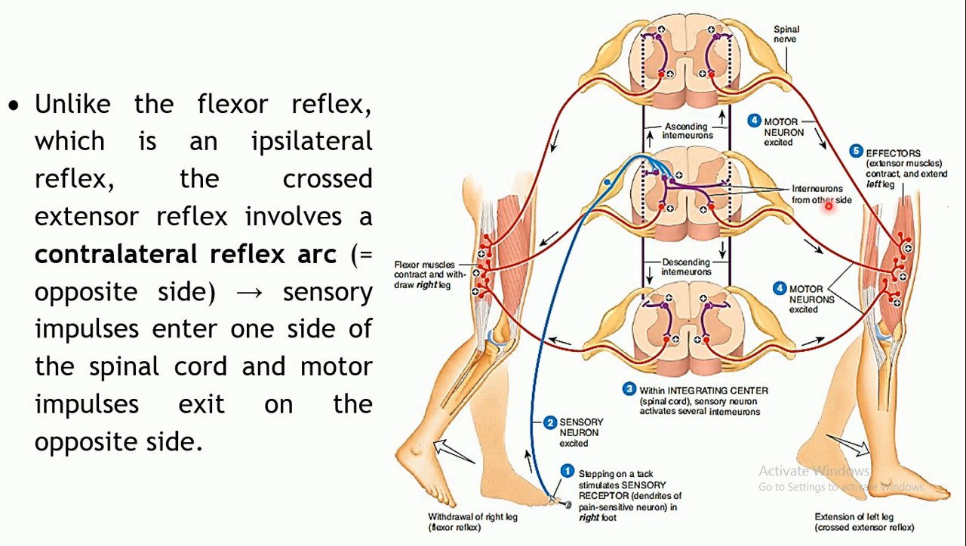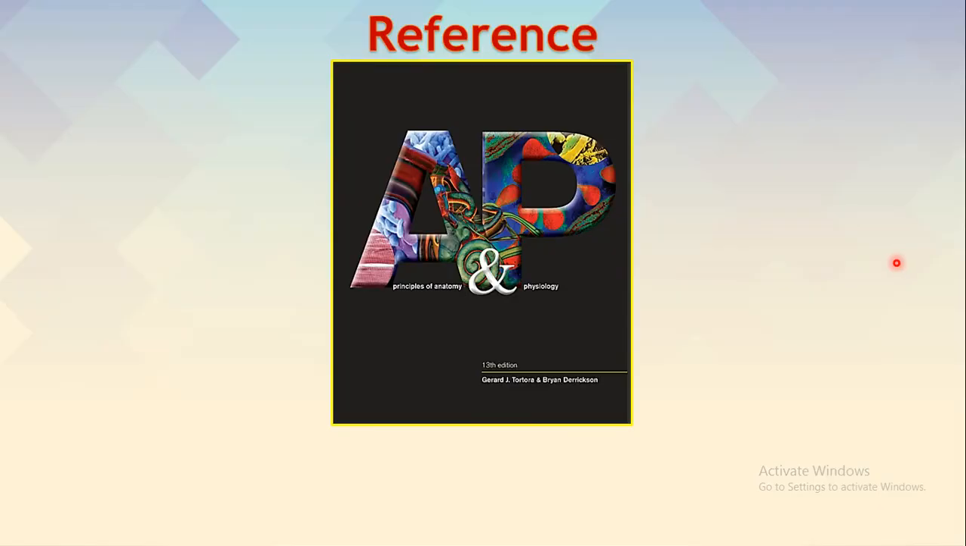So this particular type of reflex is known as the contralateral reflex arc. Now why contralateral? Contralateral means opposite side. Now what has happened? The input was from the right-hand side, but the output is moving out of the spinal cord from the left-hand side, from the opposite side. Right? So that's why this type of reflex is known as contralateral reflex arc. Okay, so these are some of the examples of the reflexes.